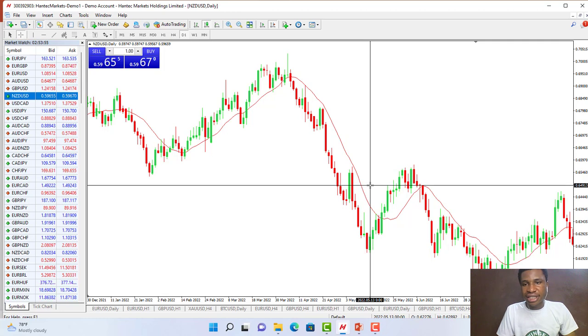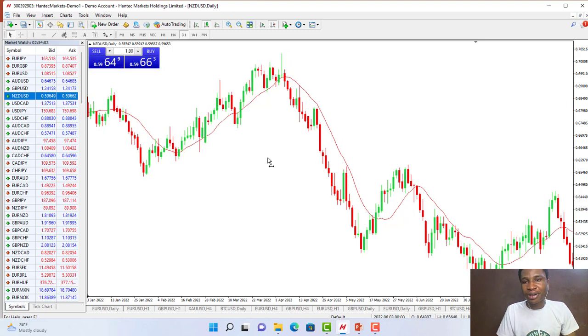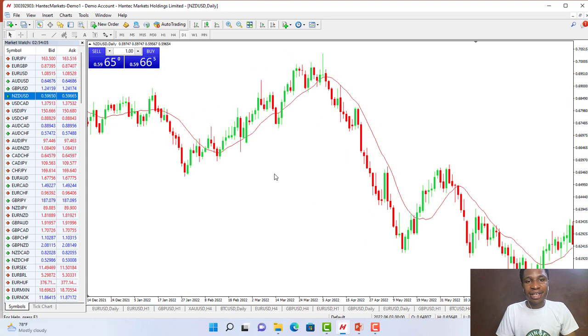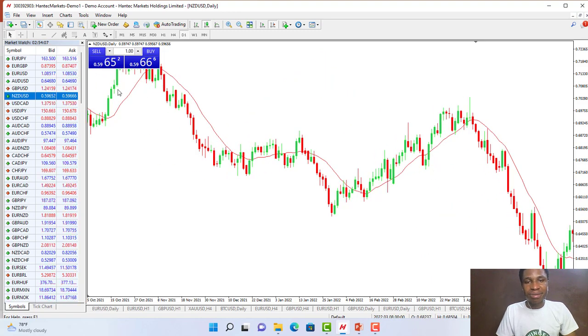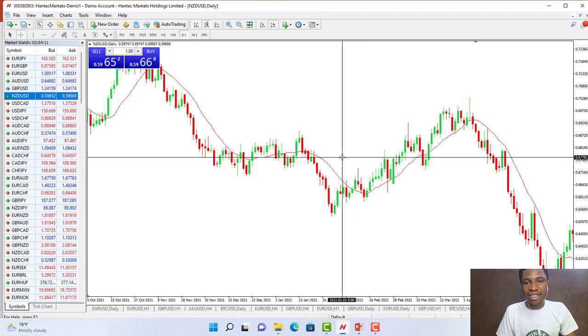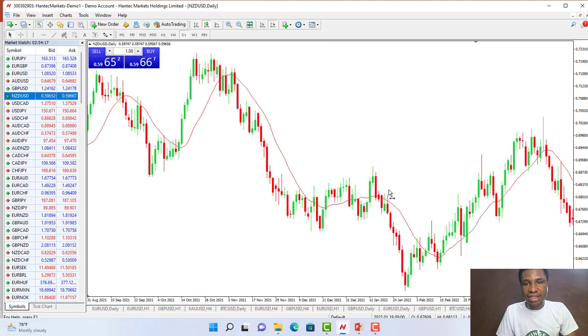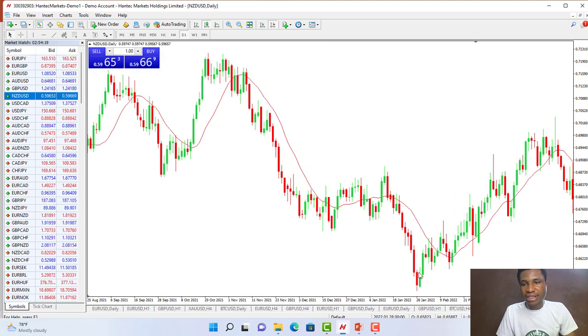So this is a piercing line pattern, but it's not that obvious. So we have to look for the one that is more obvious. Yeah, so I think we must get it here. That's a killer strategy. Okay, this is it. You can see this is a piercing line pattern.